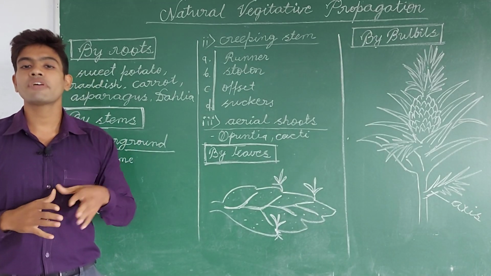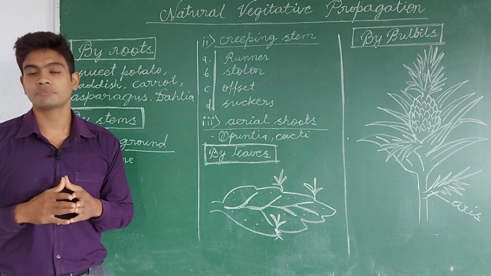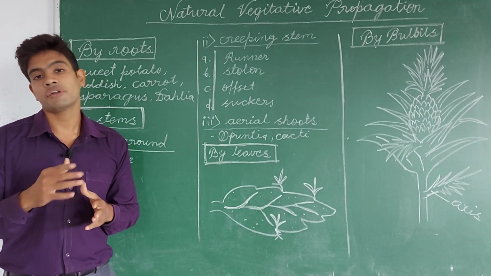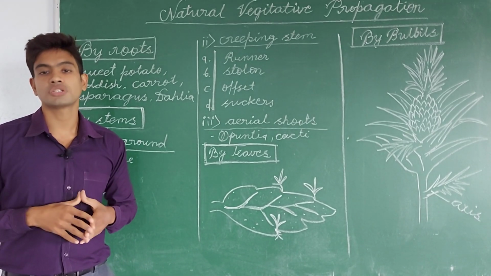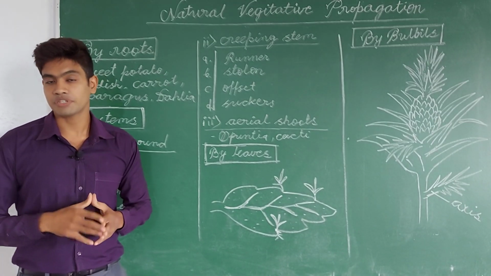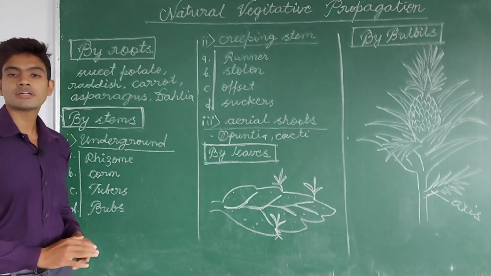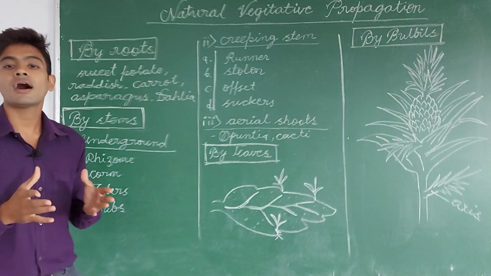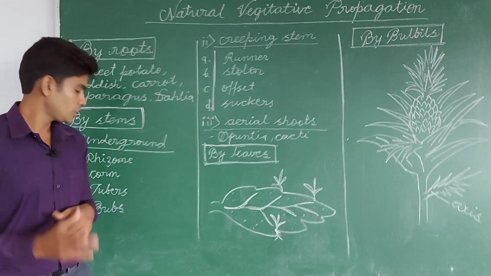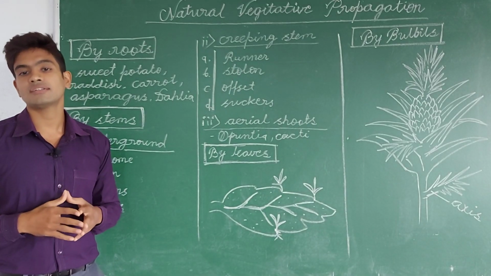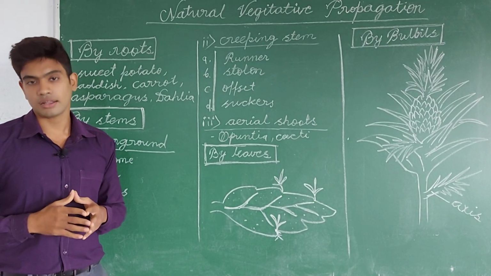Now, let's talk about the modified underground stems. Under unfavorable conditions, the aerial parts of these modified underground stems become dry, and on the return of favorable conditions, their underground parts again produce new shoots. They can be of the following four types: rhizome, corm, tubers and bulbs. Rhizomes are found in ginger and turmeric. Corm is found in colocasia. Tubers are found in plants like potato, and bulbs are found in onion and garlic.